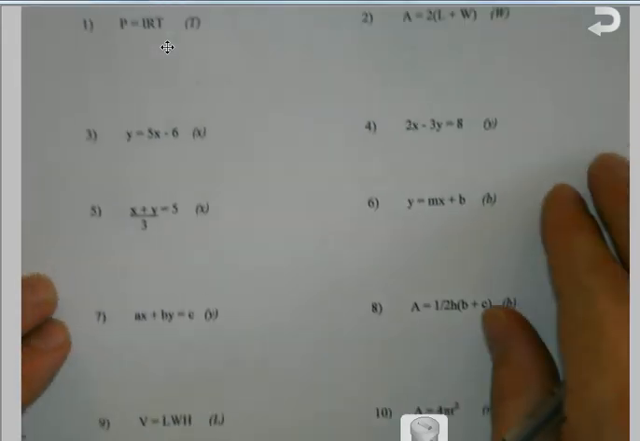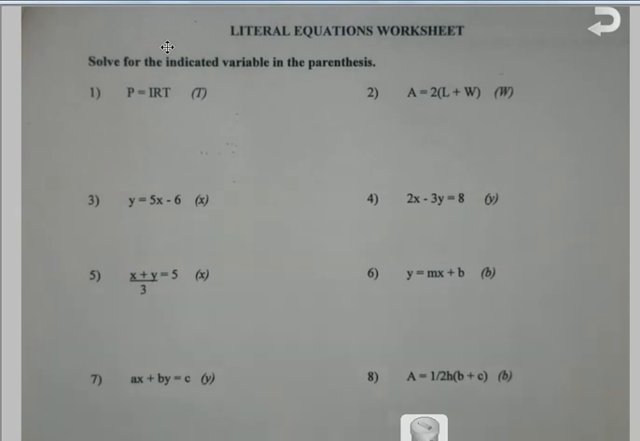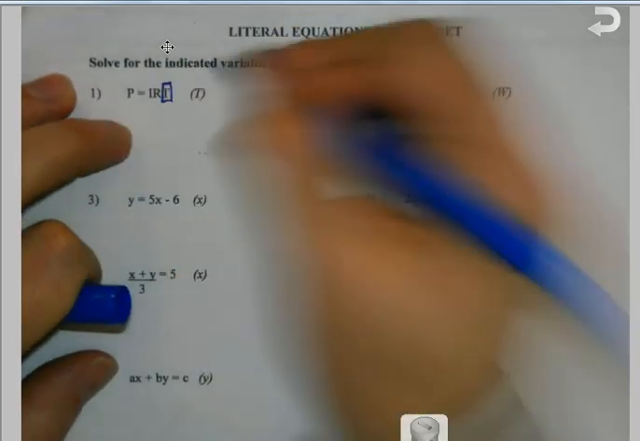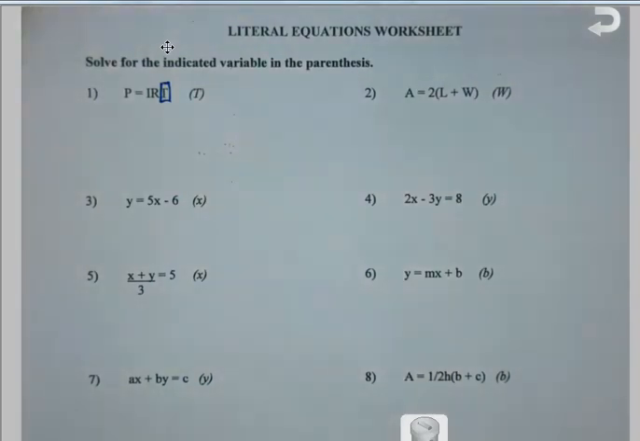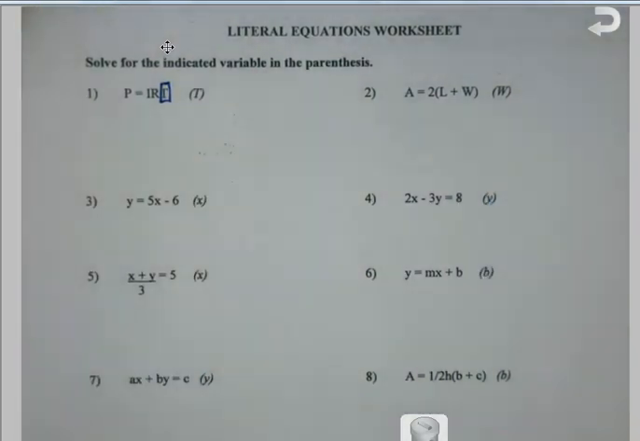On the equations sheet, it says solve for the variable indicated in parentheses. So here's what I'm going to do. For instance, on number 1, and we'll bounce around, we'll hit some easy ones, we'll hit some hard ones. If I want to get t by itself, right now I'm multiplying.